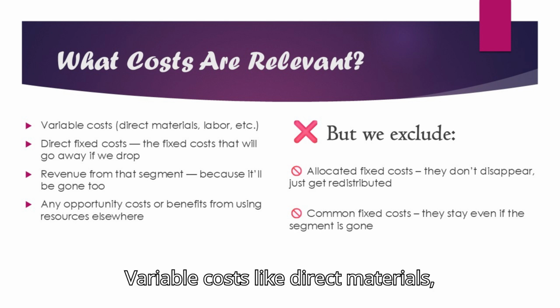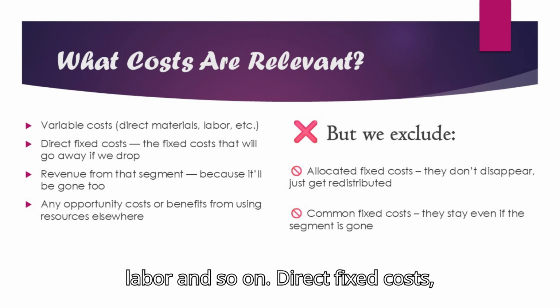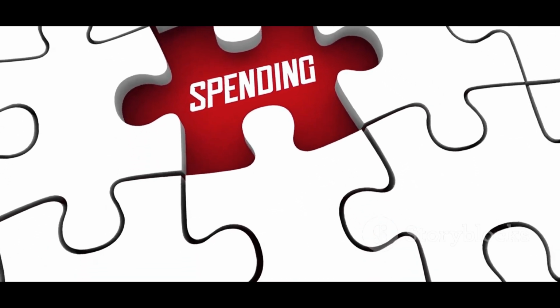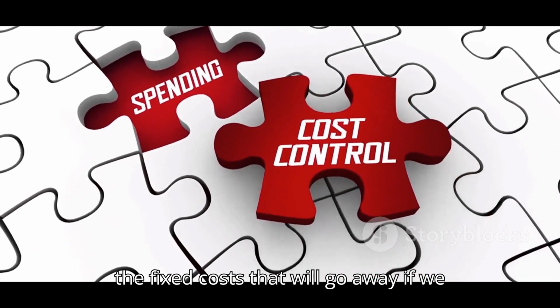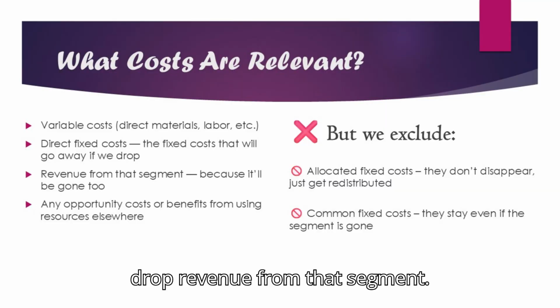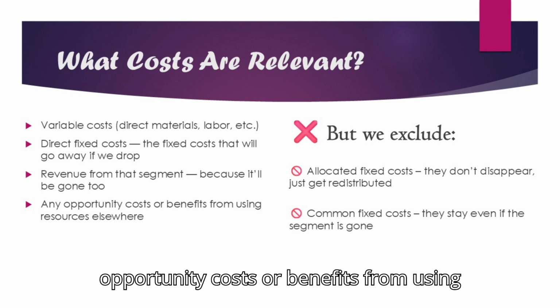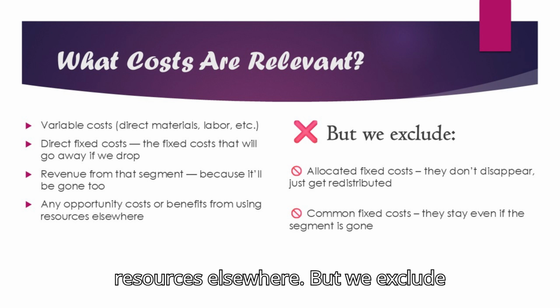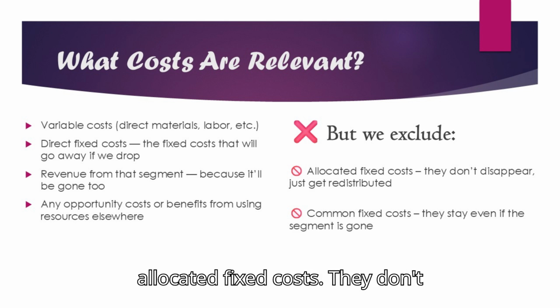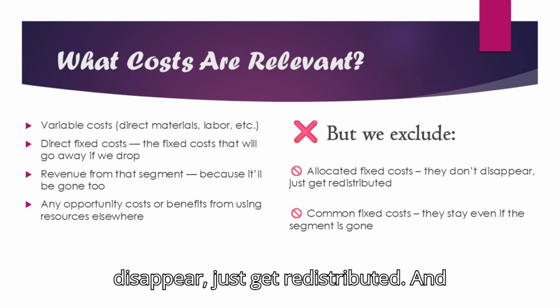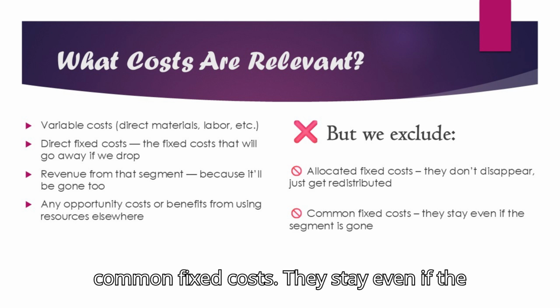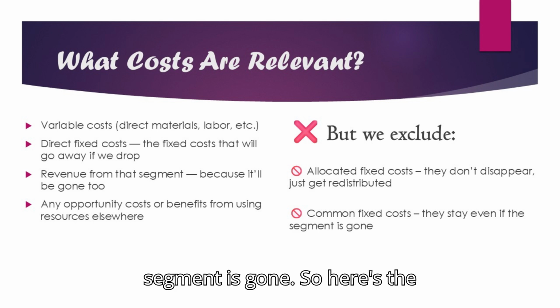Variable costs like direct materials, labor, and so on. Direct fixed costs, the fixed costs that will go away if we drop. Revenue from that segment, because it'll be gone too, and any opportunity costs or benefits from using resources elsewhere. But we exclude allocated fixed costs. They don't disappear, just get redistributed. And common fixed costs. They stay even if the segment is gone.